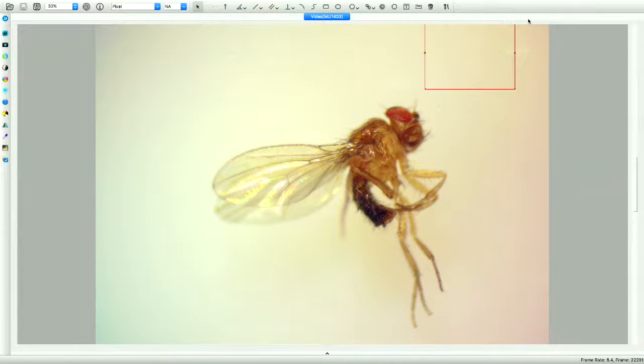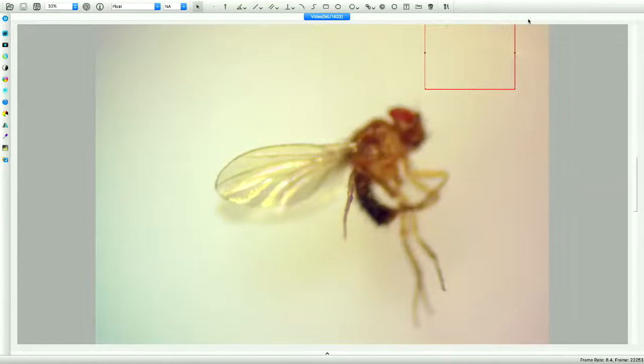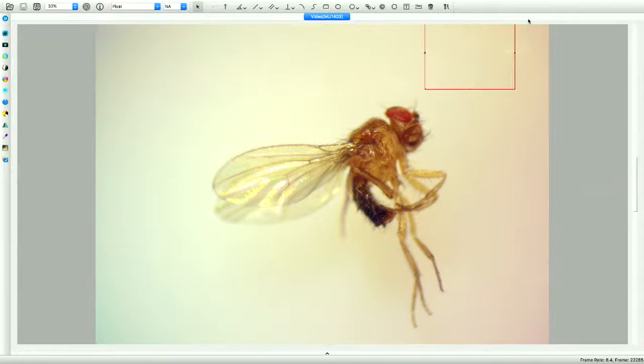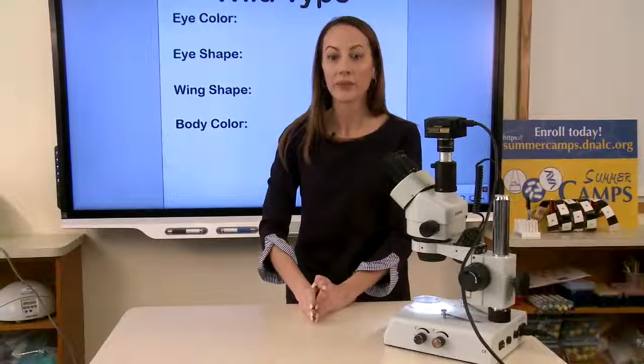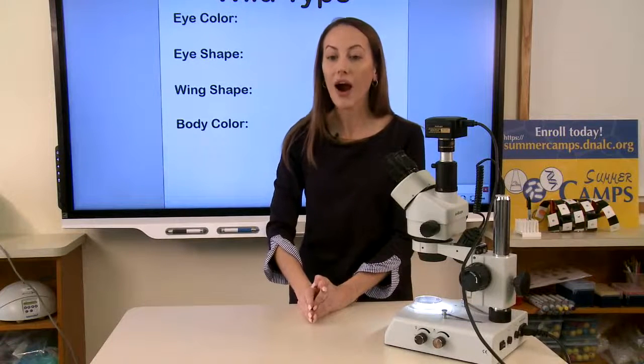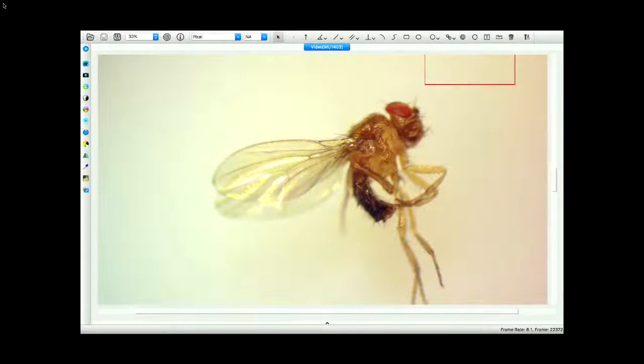Okay, so let's take a look at some of those traits that we were looking for. So the first, remember what the first trait is that we were looking for. All right, we're looking for eye color. So what color are we seeing here on this wild type fruit fly? I'm sure we can all agree on this one. This one is going to be red.